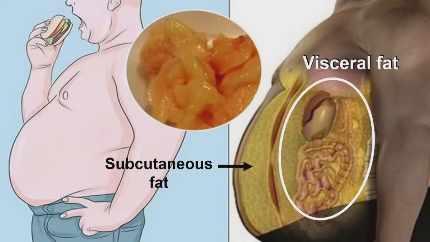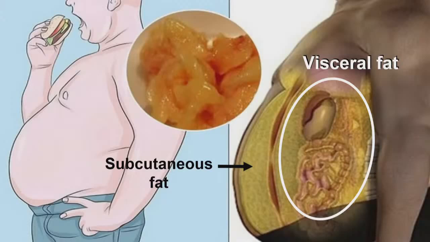So the first word, on the screen, is subcutaneous. The word cutaneous refers to the skin. Sub means under, like submarine, underwater. So subcutaneous is fat under the skin. That's not as dangerous as the visceral fat. The word visceral means internal. This is fat that's covering the internal organs of the body, in that circle.